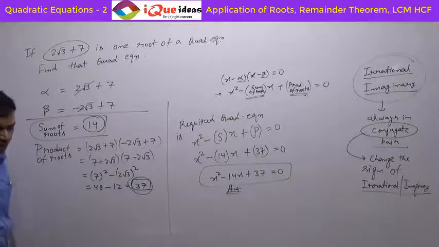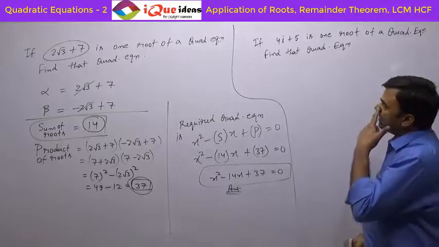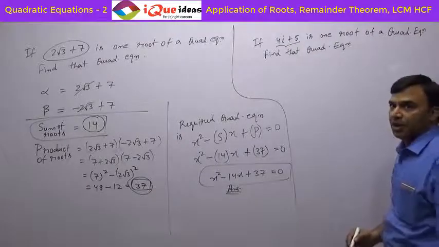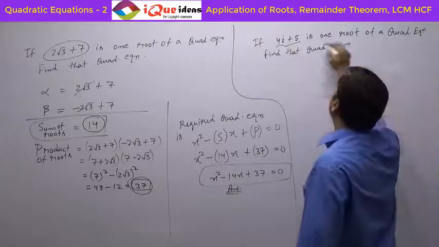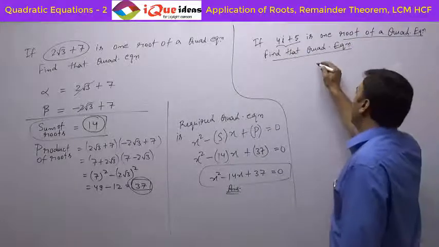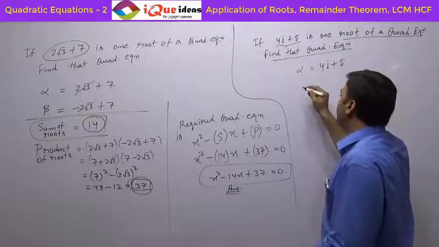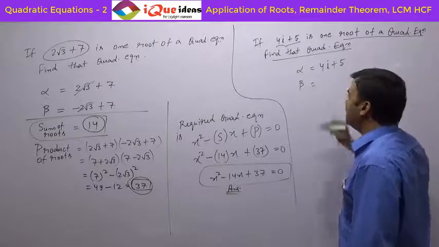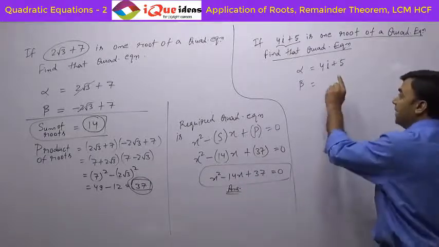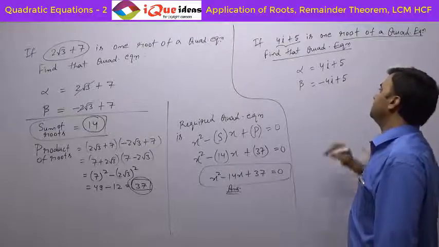Alright, let's just take one more question. Now, in this question, it says 4i plus 5. Now, remember, i is the imaginary number, right? So, it says 4i plus 5 is one root of the quadratic equation. Find that quadratic equation. So, here one root is given, 4i plus 5. Let's say it is alpha. Then the other root will be the conjugate of this. And the conjugate will be the number formed by changing the sign of the imaginary part. So, it will become minus 4i plus 5, right?